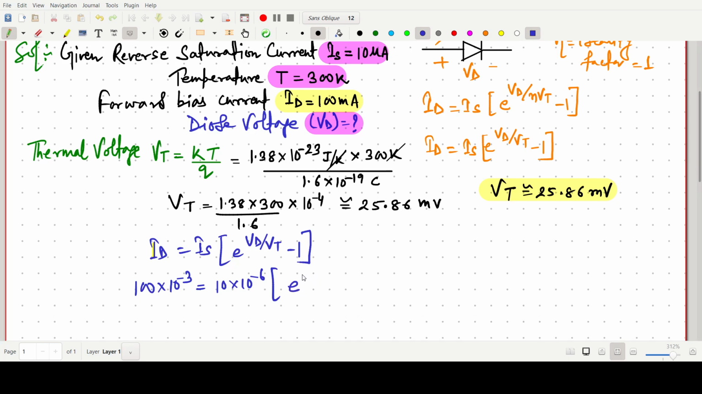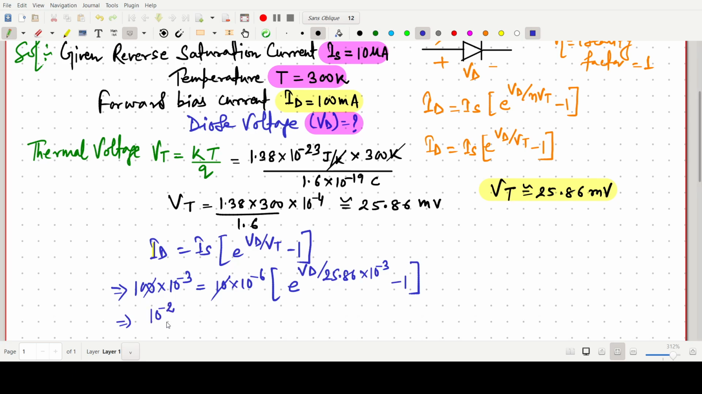And Vd we have to find. So we have to write as it is. And Vt is 25.86 milli, or 10 to the power minus 3 you can write. Okay. Let it write into 10 to the power minus 3 minus 1. Okay, then we have to solve this one. So here 10 to the minus 3. So if we solve this one, this will be cancelled out.